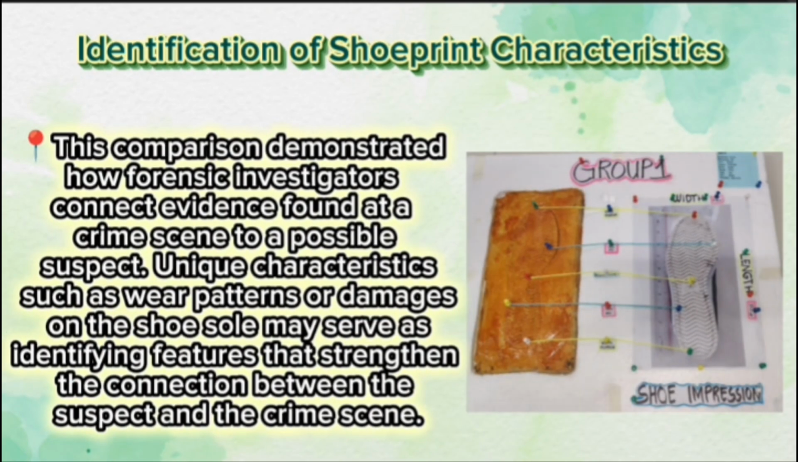This comparison demonstrated how forensic investigators connect evidence found at a crime scene to a possible suspect. Unique characteristics such as the wear patterns or damages on the shoe sole may serve as identifying features in strengthening the connection between the suspect and the crime scene.